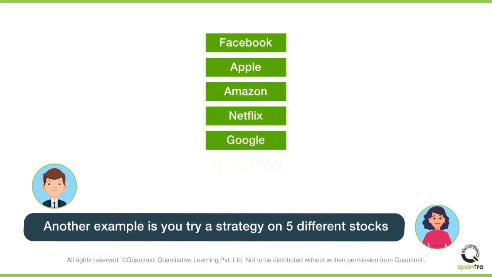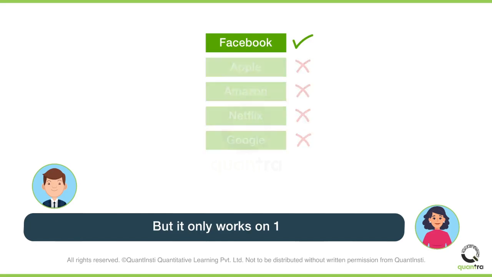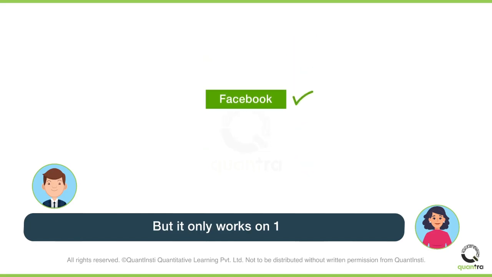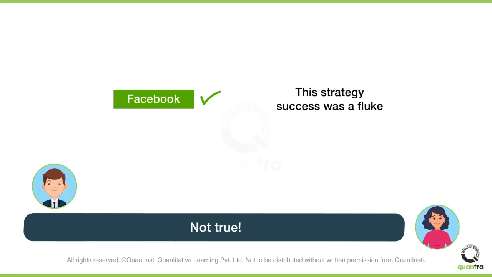Another example of data snooping is if you try a strategy on 5 different stocks, but it only works on one. You will then remove the other stocks, and keep the stock on which the strategy worked, and mention that this strategy is good, which is not true. It can be just a chance that the strategy is working on the selected stock. Such a strategy might not work as expected in live trading.